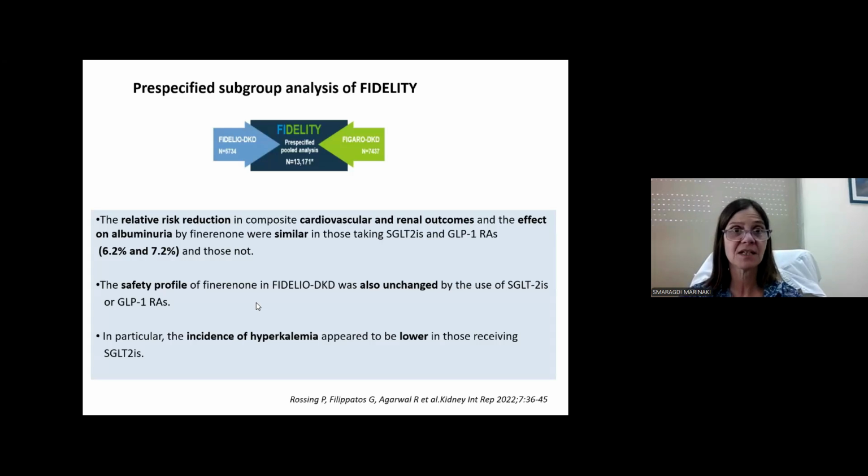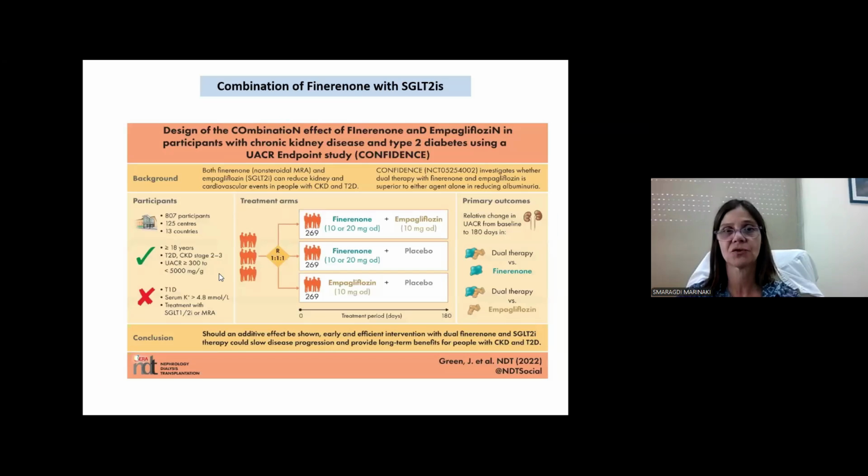And the pre-specified subgroup analysis of Fidelity indeed showed that relative risk reduction in the composite cardiovascular and renal outcomes and the effect on albuminuria by finerenone was similar in those taking SGLT2s and GLP-1s in the first trials of Figaro and Fidelio, and those not. And the safety profile was unchanged. In particular, the incidence of hyperkalemia appeared to be lower in those receiving SGLT2s. And this is very important.